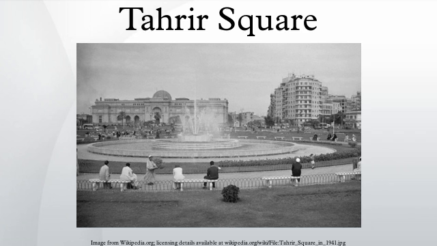Tahrir Square, also known as Martyr Square, is a major public town square in downtown Cairo, Egypt. The square has been the location and focus for political demonstrations in Cairo, most notably those that led to the 2011 Egyptian revolution, which led to the resignation of President Hosni Mubarak.